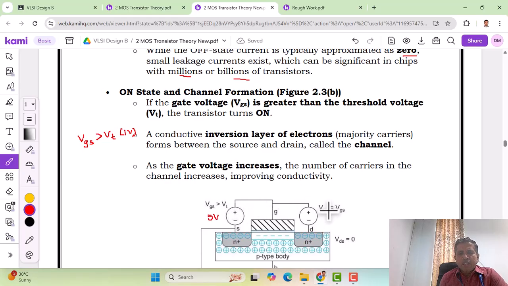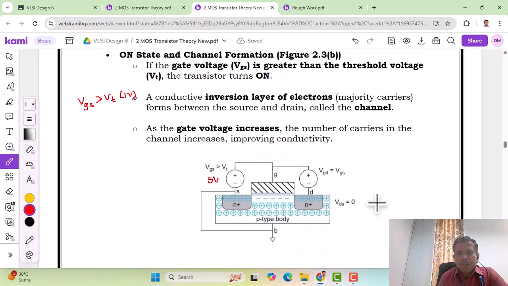And look here, the drain to source voltage in this case is not applied. So VDS is going to be 0. I'll write it here, all the voltages that we apply. VDS is not applied, so VDS is 0. When VDS is 0, then VGS becomes equal to VGD. How do we arrive at this?